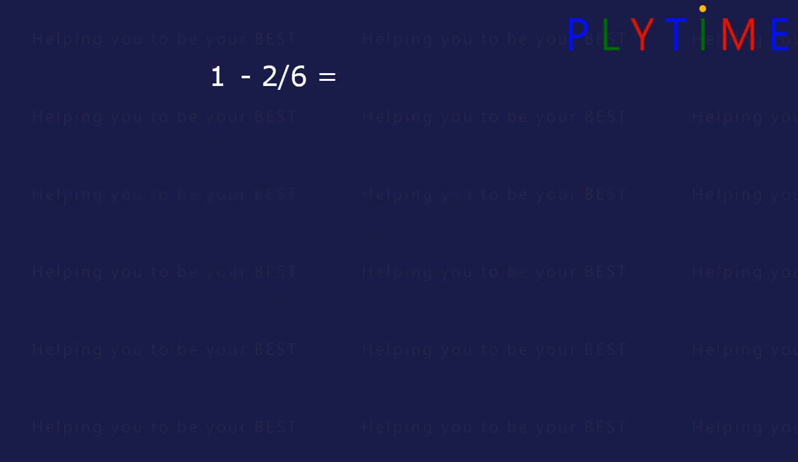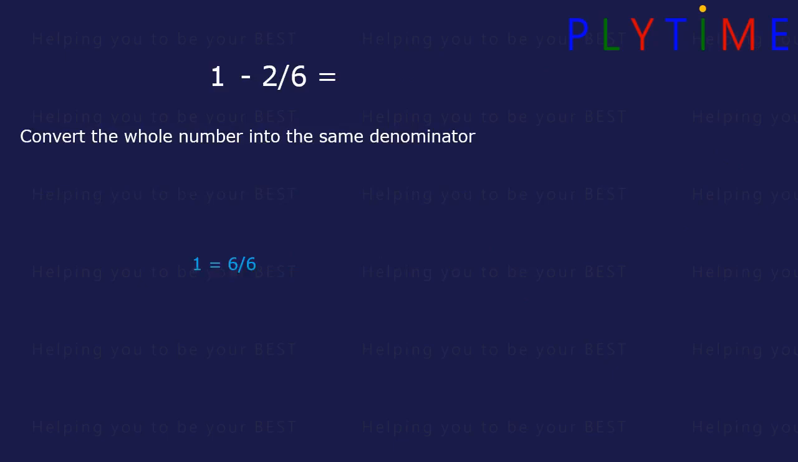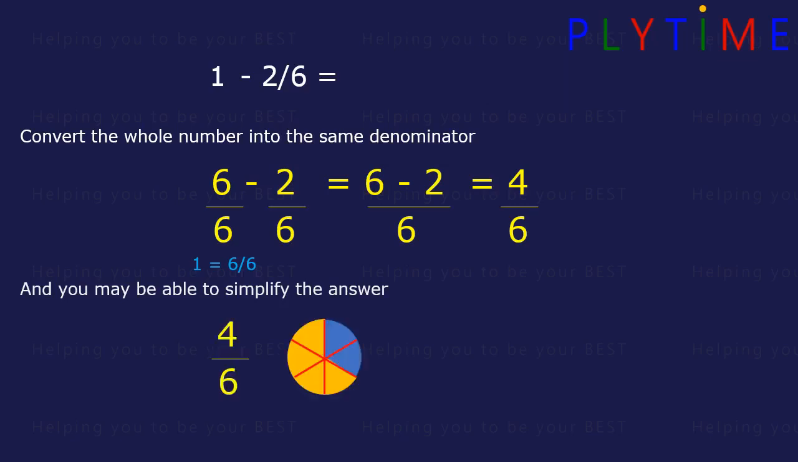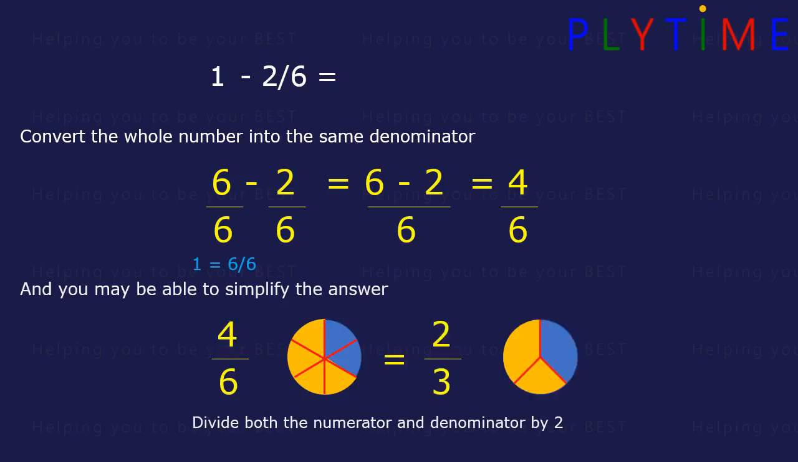1 minus 2/6. We convert the whole number to the same denominator fraction. 1 is the same as 6/6. 6 minus 2/6 equals 4/6. You may be able to simplify the answer. 4/6. In our diagram, we divide both the numerator and the denominator by 2. It's the same as 2/3, the same area.